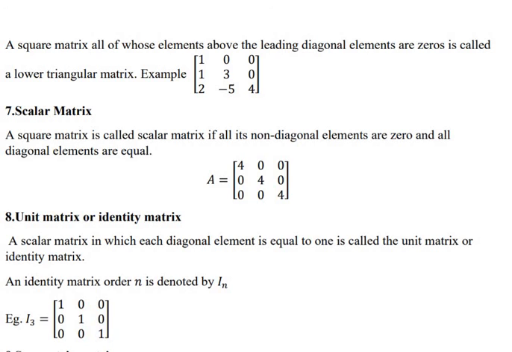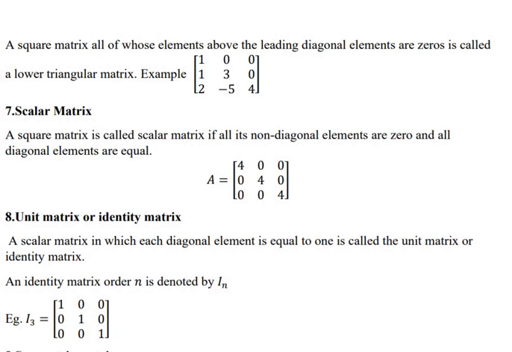Next is a scalar matrix. A square matrix is called a scalar matrix if all its non-diagonal elements are 0 and all diagonal elements are equal. Here is an example of a scalar matrix in which all the diagonal elements are 4 and all the non-diagonal elements are zeros.